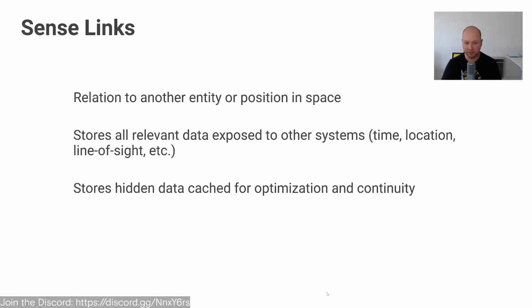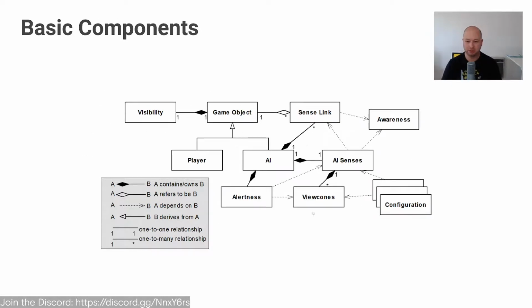The sense links relate the object to others. As you can see here, there may be many sense links to the game object, and this tells you what other objects are sensed by this object. What's interesting is that this game object may be a player or an AI, and the player needs to sense other objects too. For every object, there may be many other objects, but you're only dealing with one AI per many objects, so it's one to many.